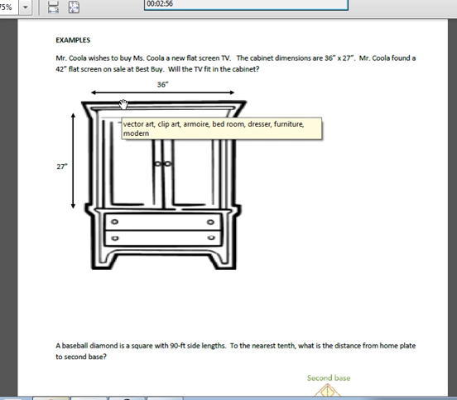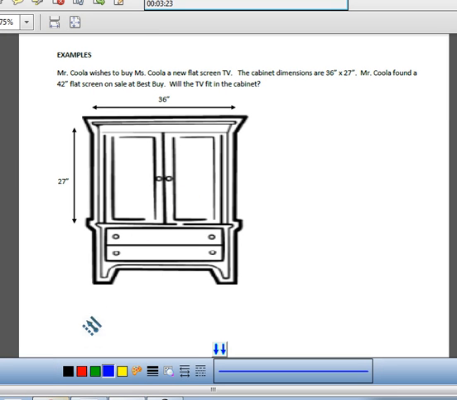Starting with: Mr. Kula wishes to buy Miss Kula a new flat screen TV. The cabinet dimensions, I'm assuming the cabinet where they put their TV, are 36 inches by 27 inches. Mr. Kula found a 42-inch flat screen on sale at Best Buy. Will the TV fit in the cabinet?